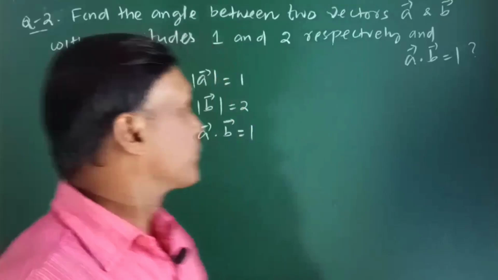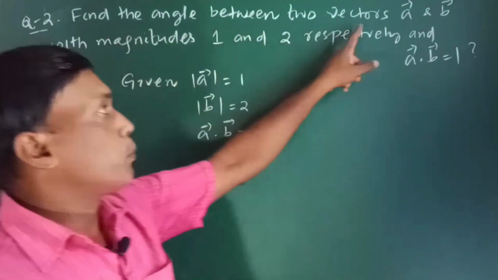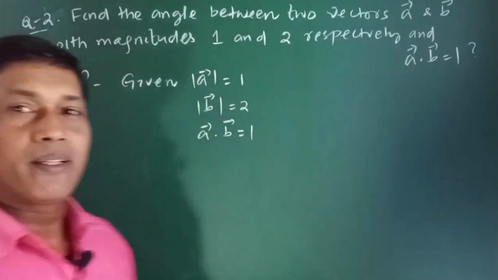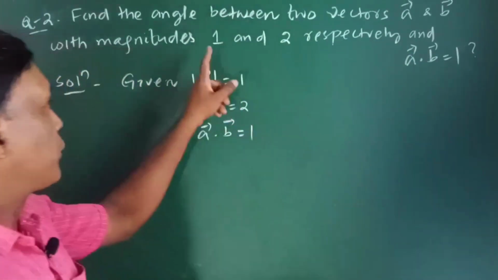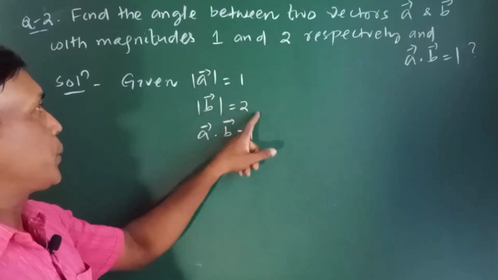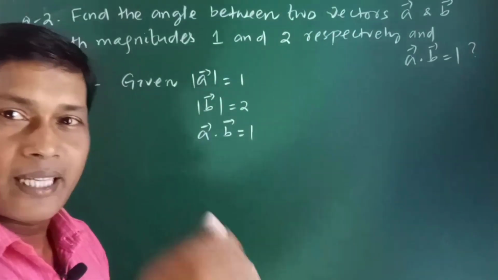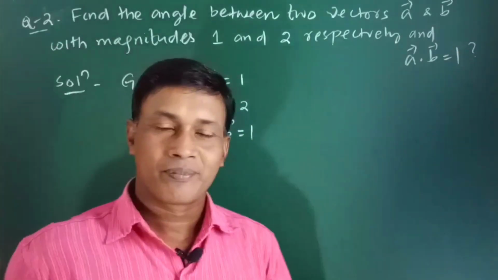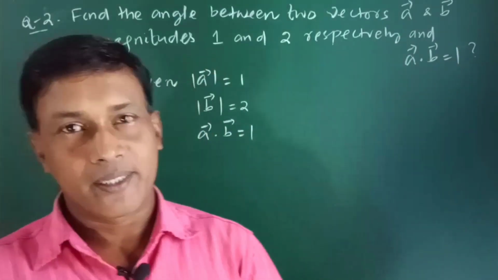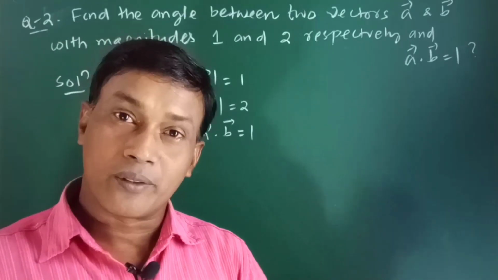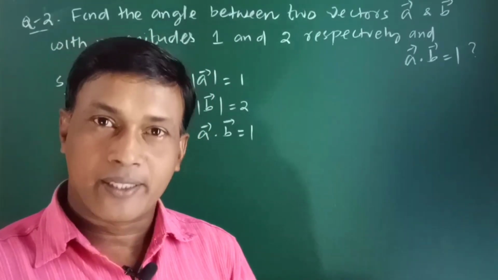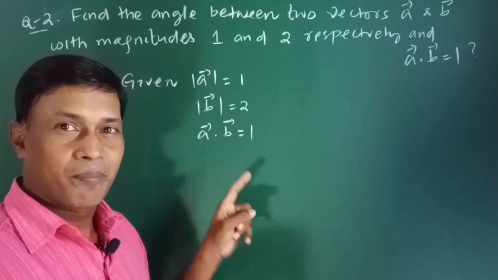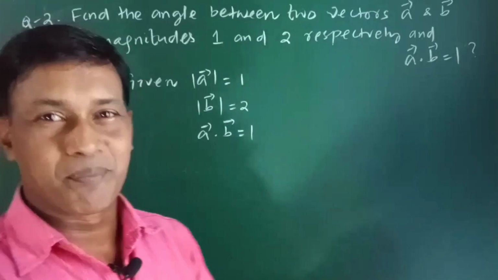Look here, find the angle between two vectors a and b where the magnitudes of a and b are given. Magnitude of a is 1, magnitude of b is 2 respectively, and the dot product of the two vectors is given as 1. In the previous question two vectors were given and we calculated the magnitude of a, magnitude of b and the value of a dot b, but here it is given, so it is a simpler form.